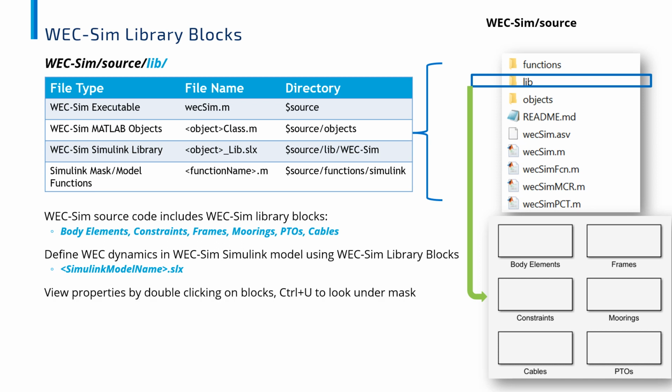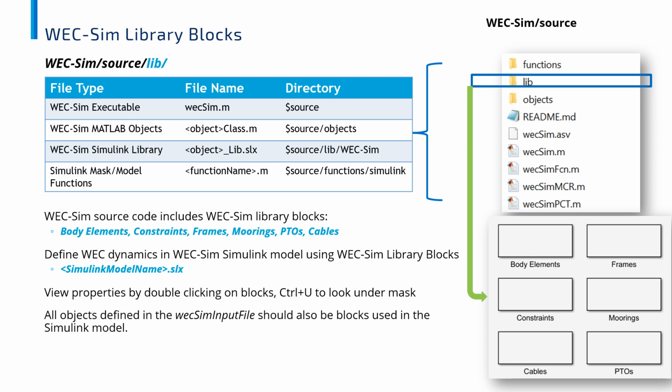These objects within the Simulink model are all custom masks. So if you're unfamiliar, that means to view the blocks that are underneath these top-level blocks, you'll want to press Control-U when the block is highlighted within your Simulink model.